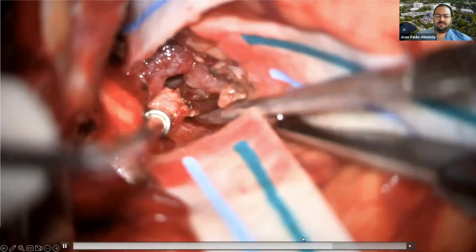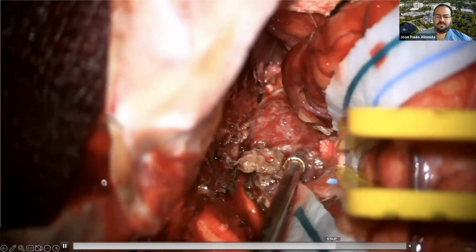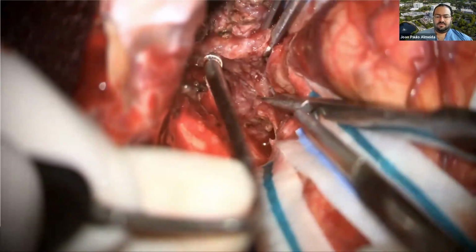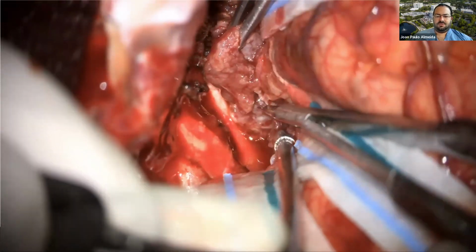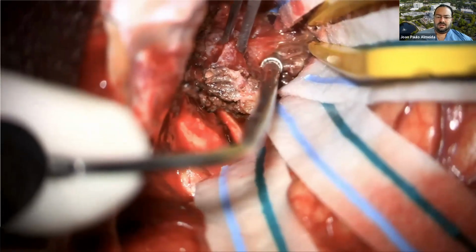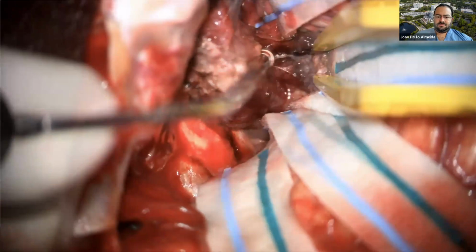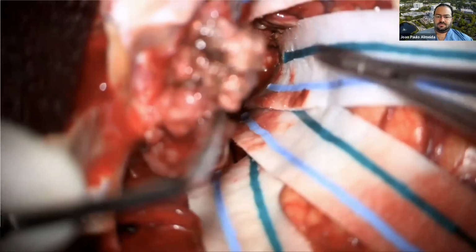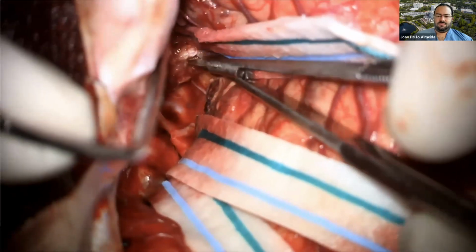Okay, so we go back to the base, and you see here we're going to have a lot of the resection of the tumor. And this is just the usual maneuver that we're all familiar with, just pulling the tumor and resecting some of that. Okay, so part of the tumor is removed.